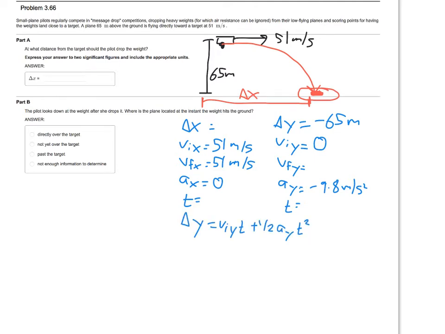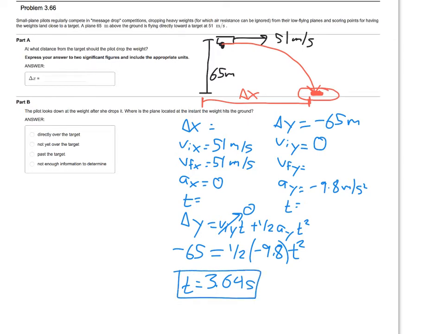So I'm going to go ahead and set up some stuff on the y side because that's where I have most of my information to ultimately be able to solve for the time here. So I can say negative 65 equals, that first term goes away because there is no initial y velocity. So 1/2 times negative 9.8 times t squared. When I go ahead and solve for t, I find that my time here is going to be 3.64 seconds.